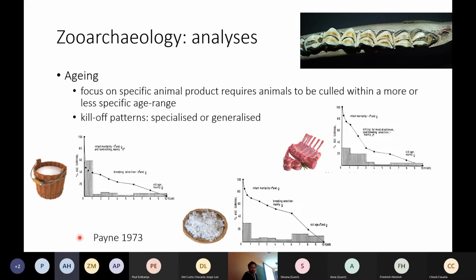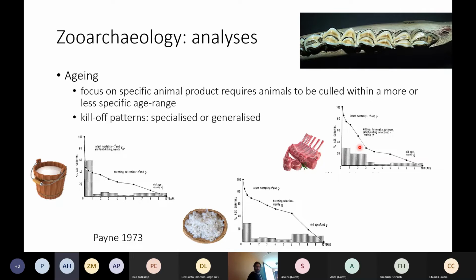So here you have 3 examples from a site in Turkey, Ashvan Kale. It's the study on which the method I'm using for recording aging for sheep is based, by Sebastian Payne. In this case, you can see a sudden drop in the animals which survived at very early stages of their life. These represent lambs being culled, mainly male lambs being culled very soon to maximize milk exploitation at the site.